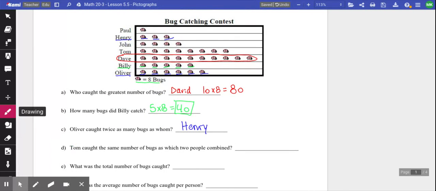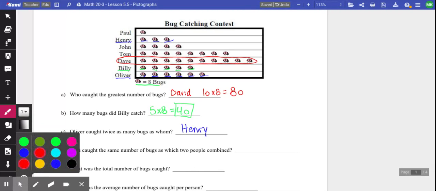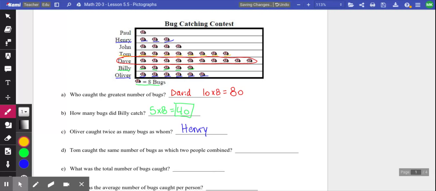D, Tom caught the same number of bugs as which 2 people combined? So Tom, if we're looking at his chart, caught 1, 2, 3, 4, 5, 6, 7, 8 bugs. So we're looking to add 2 people's bugs together to total 8. You could total up Billy, who had 5, and Henry, who had 3, and that would equal 8. So I would say he caught as many as Henry and Billy.